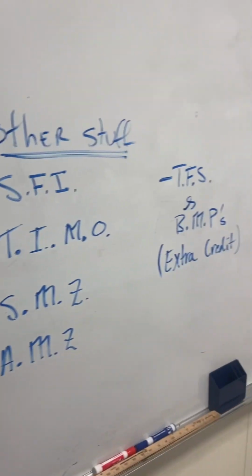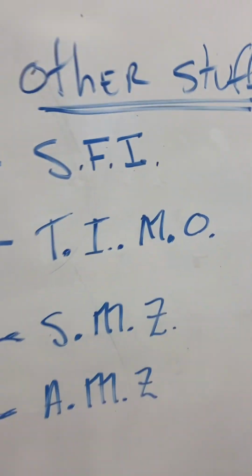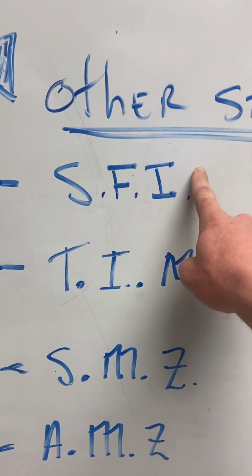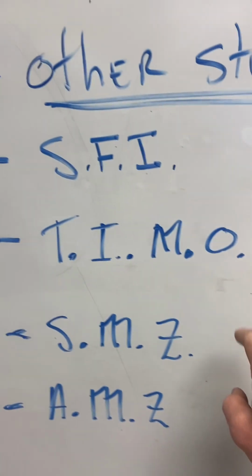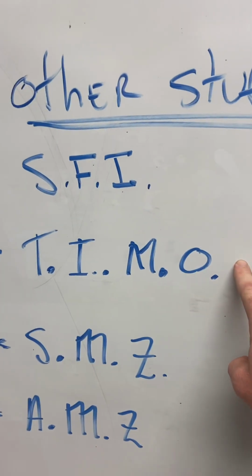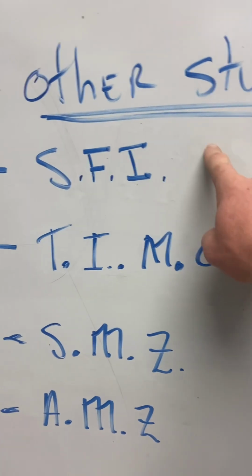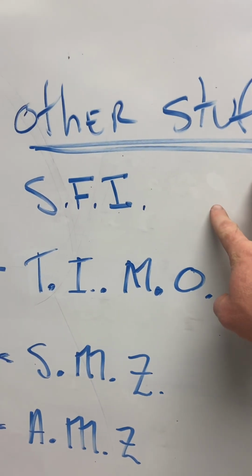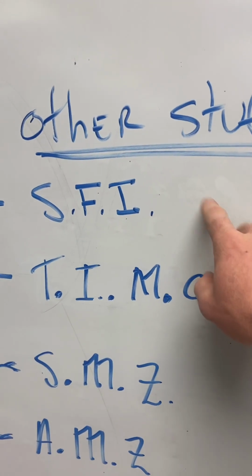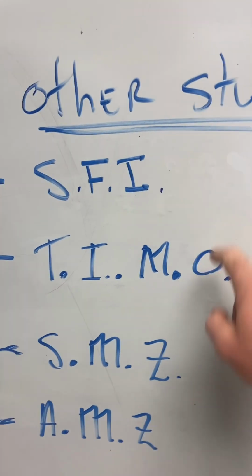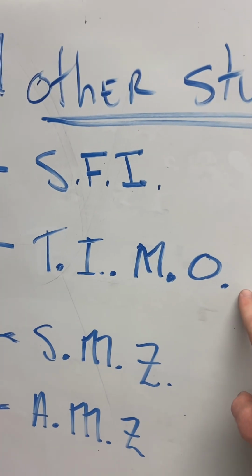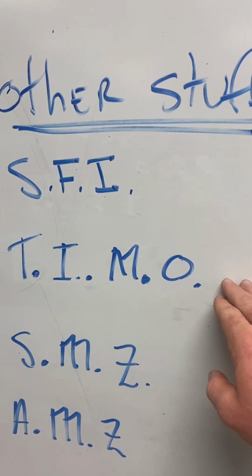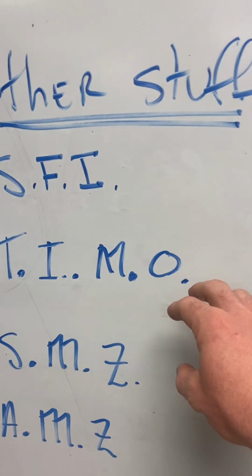All right, last but not least, we've got a whole bunch of acronyms. SFI stands for Sustainable Forestry Initiative. TIMO stands for Timber Investment Management Organization. SFI is a great program, and it outlines a whole series of to-dos and not-to-dos to make sure that we have sustainable forests. TIMOs has to do with forest ownership and how a forest gets purchased, harvested, and then sold again.